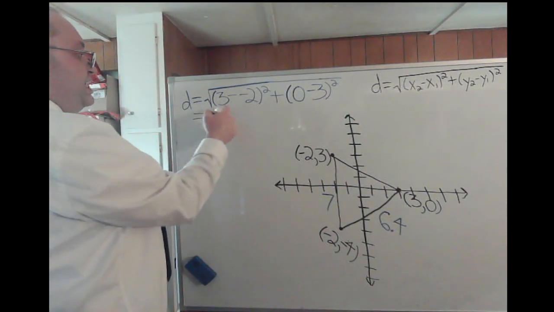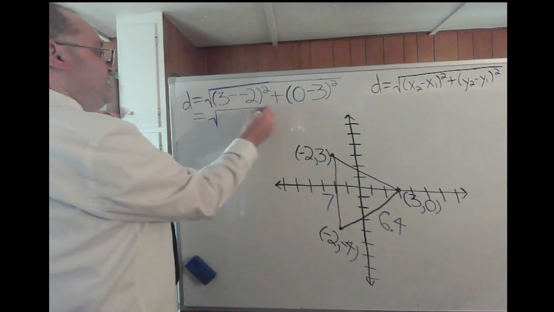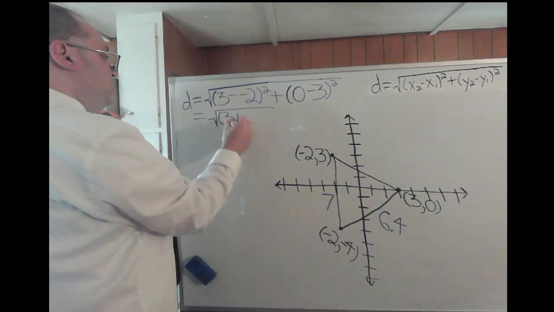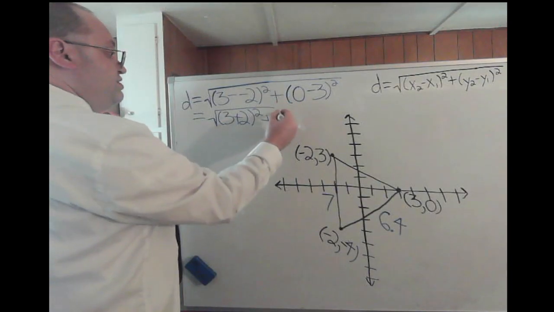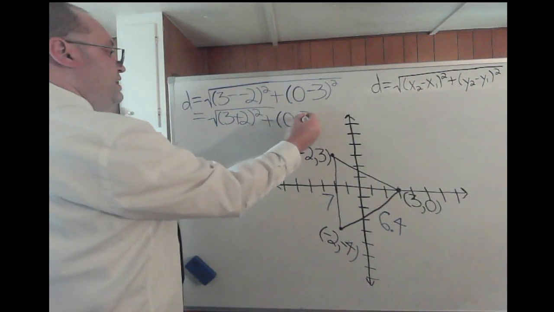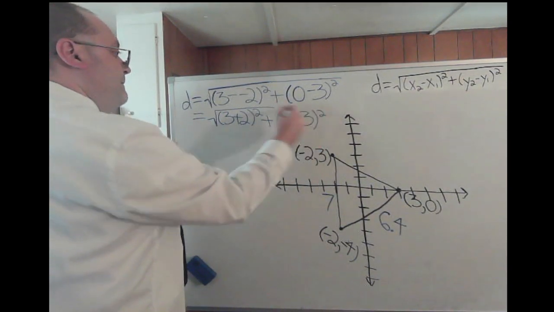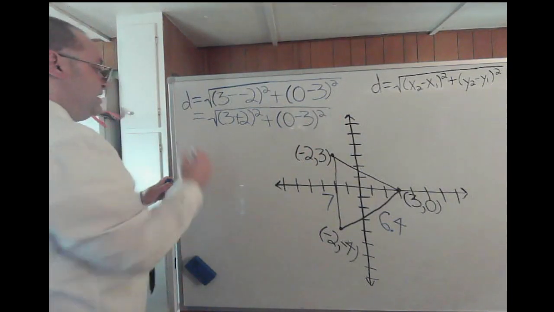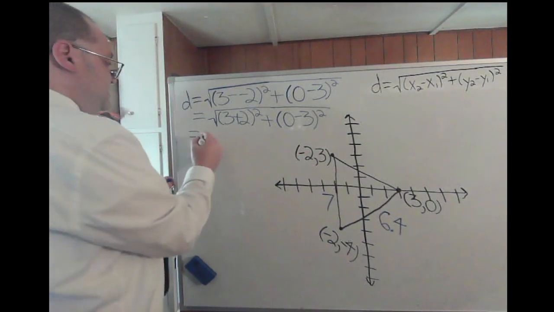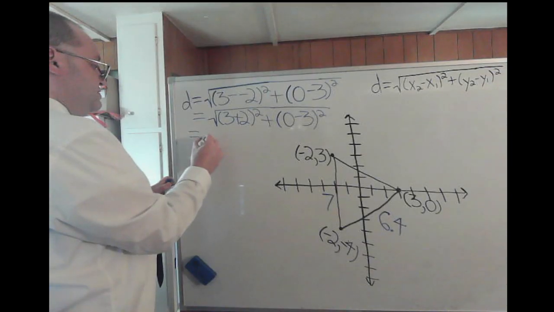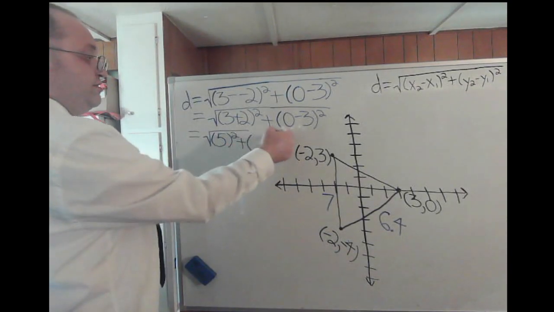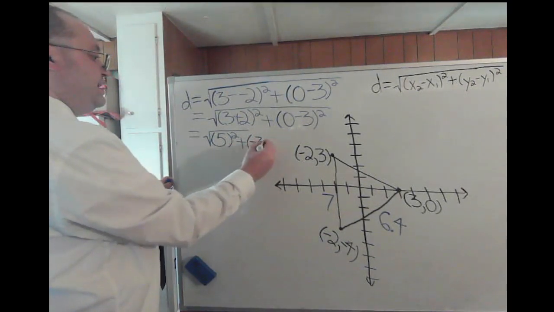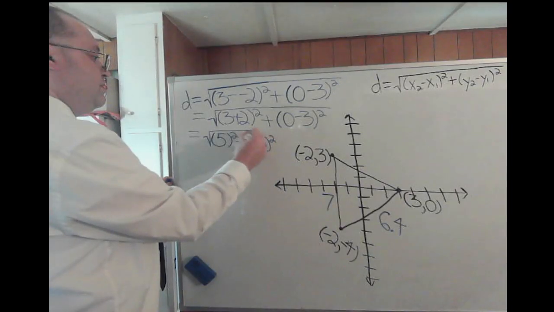Well, if we simplify in the parentheses, that 3 minus negative 2, that's the same as 3 plus 2 to the second power, plus, then we still have the 0 minus 3, that quantity squared. So now let's do the parentheses underneath the square root. 3 plus 2, that's going to be 5, so that'll be 5 to the second power, plus 0 minus 3, that's negative 3 to the second power.